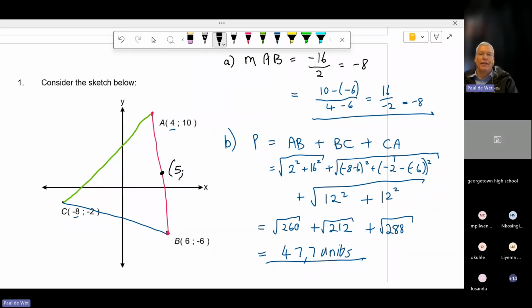I don't do it like that. I say, how much have I run across? I run across 2. What's half of 2? It's 1. I can either add 1 to 4 to get 5, or I can subtract 1 from 6 to get 5. Okay. This is going to be 10 and minus 6. If you add those together, you get 4, and you divide by 2, you get 2. Okay, so there's the midpoint.